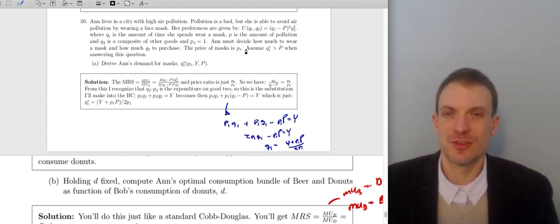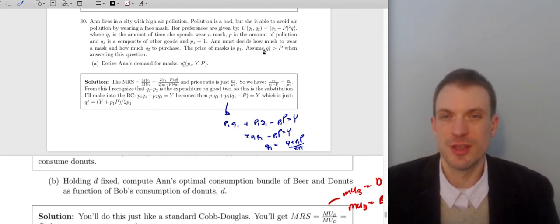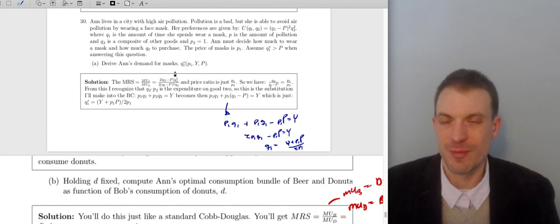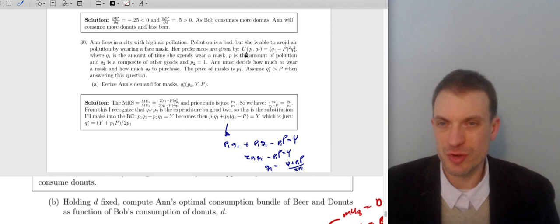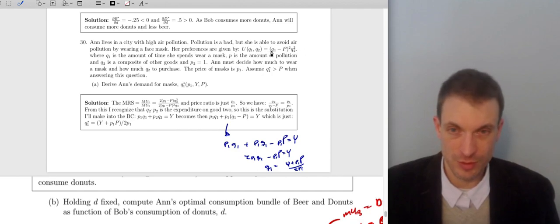So the price of a mask is P1. Assume initially Q1 star is bigger than P. Derive Ann's demands for masks. I don't think I did that. Yeah, so let's take the partial with respect to Q1.